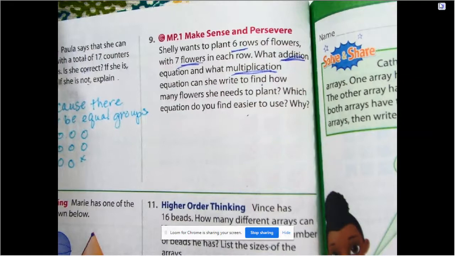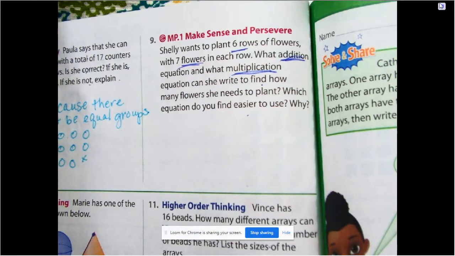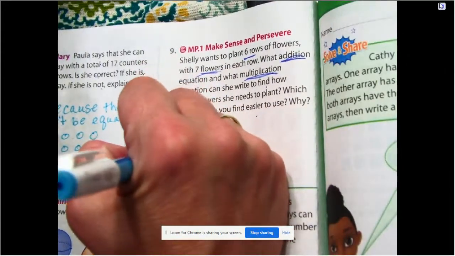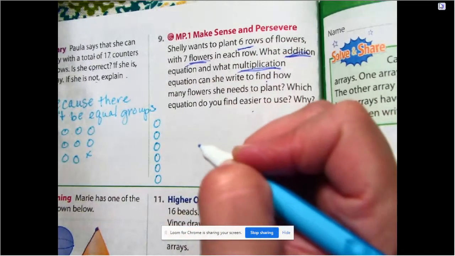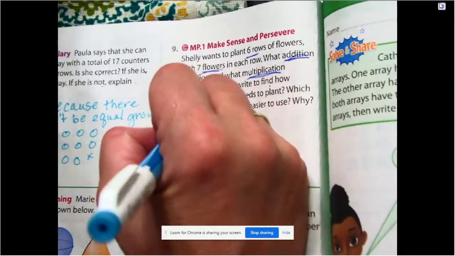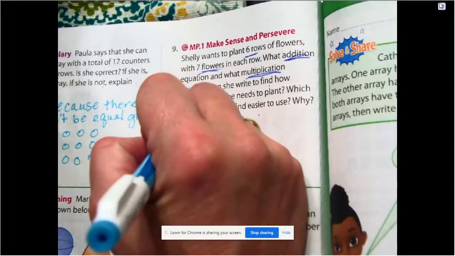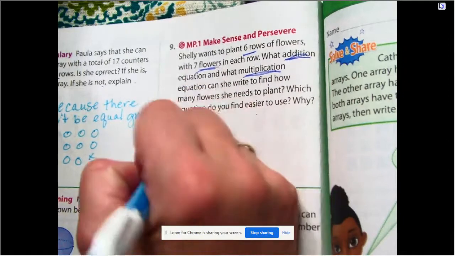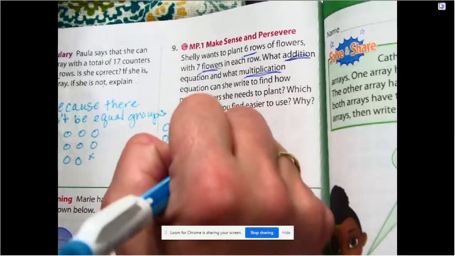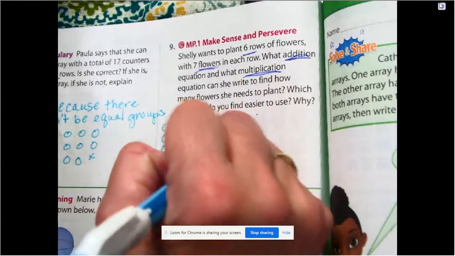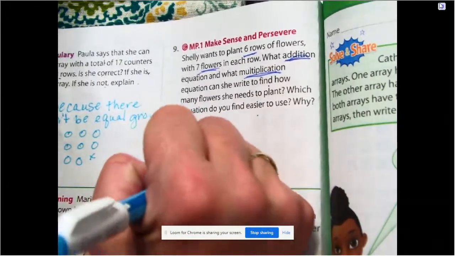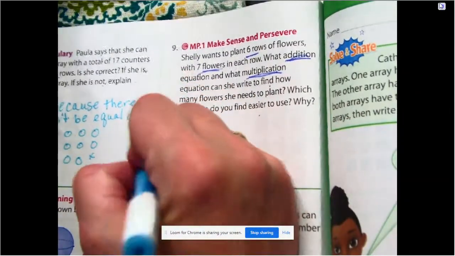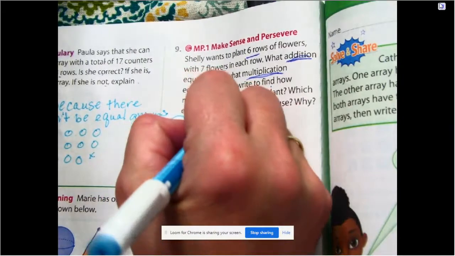Okay, first of all, 6 rows of flowers with 7 flowers in each row. You don't have to do this, but just to show you, there's our 6 rows. And there's 1, 2, 3, 4, 5, 6, 7, and so on for each row. Okay, there's our array. We have 6 on the side, and we have 7 on the top.